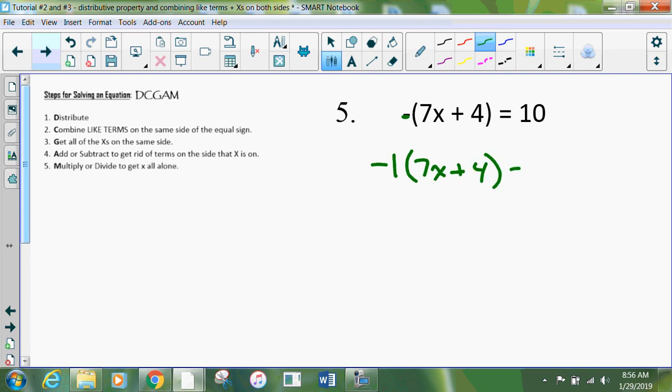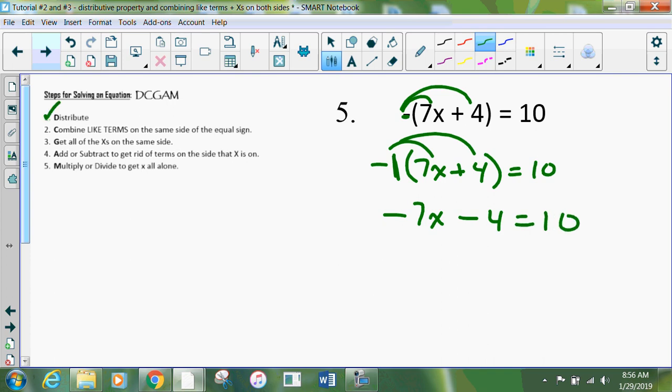It's also okay just to, if you didn't want to write the negative, just to distribute negative. Negative times 7x is negative 7x. Negative times 4 is negative 4. Some people like to put that negative 1 there, and go ahead and do that if that helps you. Let's distribute. We have a negative 1 times 7 is negative 7, so negative 1 times 7x is negative 7x. Negative 1 times 4 is negative 4, and there you go.